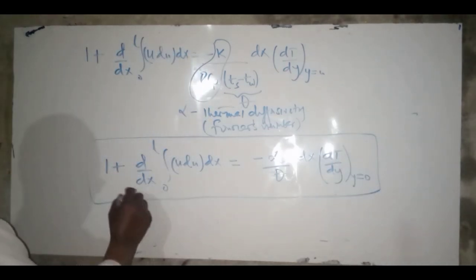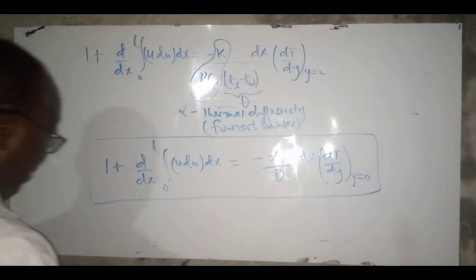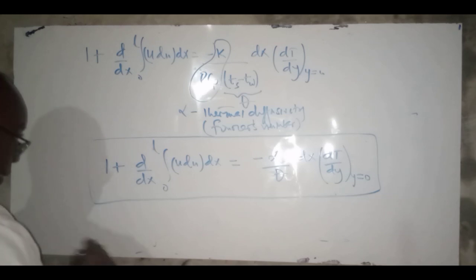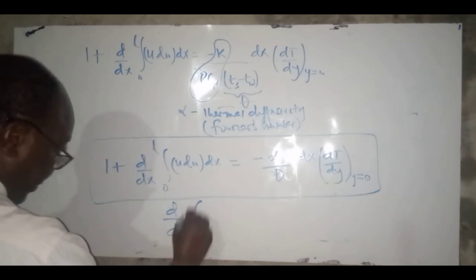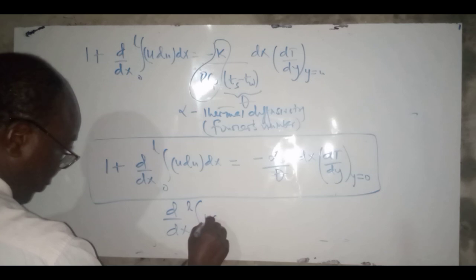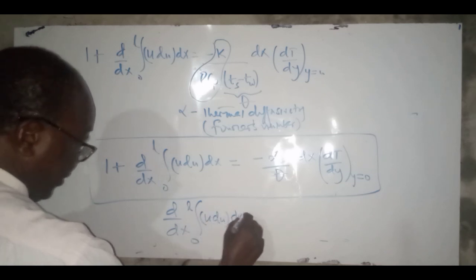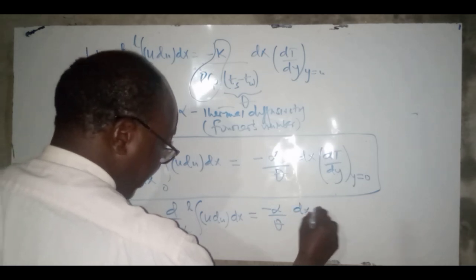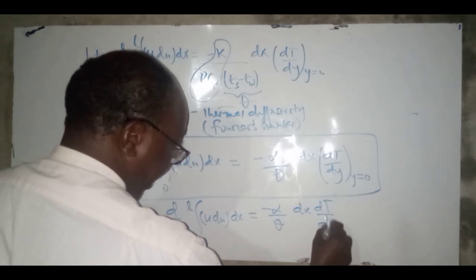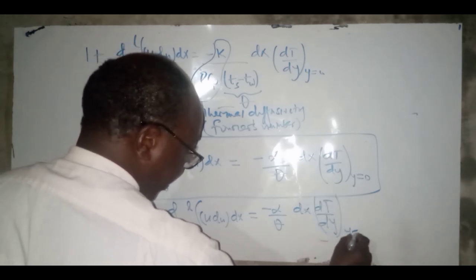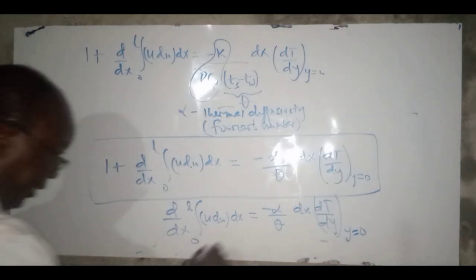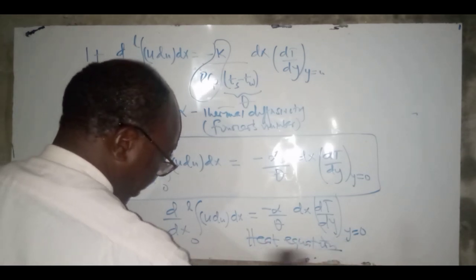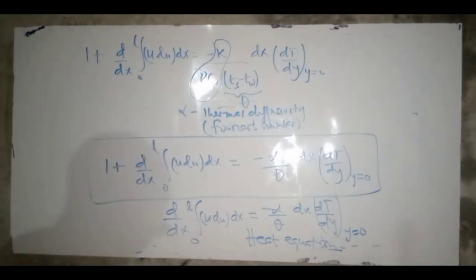If we now assume that this quantity is much greater, for example, than that quantity there, much greater than 1, then we'll have d/dx of the integral from 0 to L of u du dx equals minus alpha over theta dx dT/dy at y equals 0. This is the heat equation across a boundary.